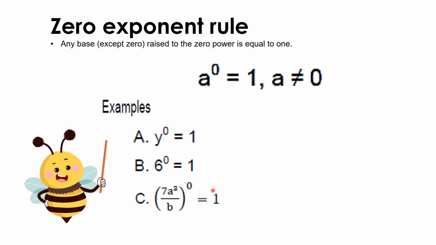Another example, we have 1 million raised to 0. Kahit anong number pa yan, kahit gaano kataas pa yung exponent ng isang variable, if naka-raise siya sa 0, it will always be equal to 1. That is the zero exponent rule.